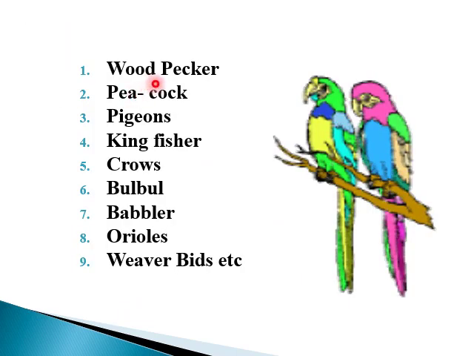The next animals that are common in this area are woodpeckers, peacocks, pigeons, kingfishers, crows, bulbuls, babblers, orioles, weaverbirds, etc. These are the common birds that are present here.